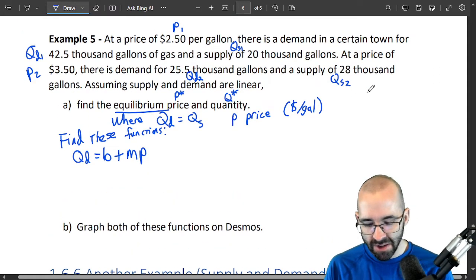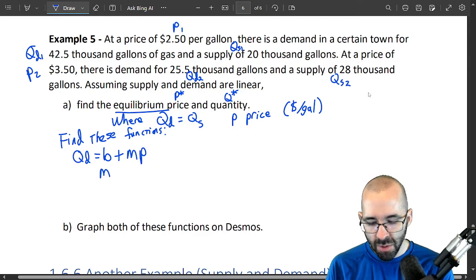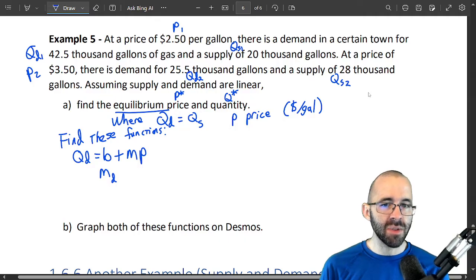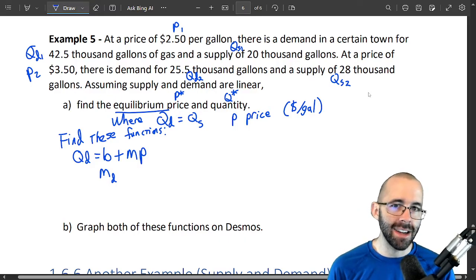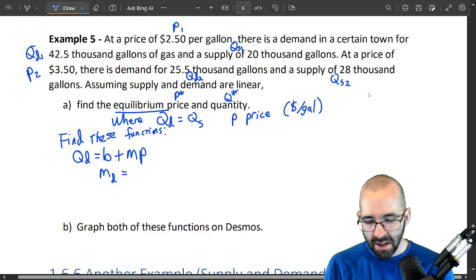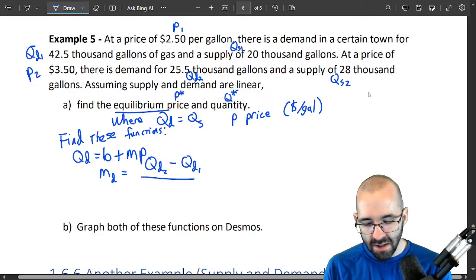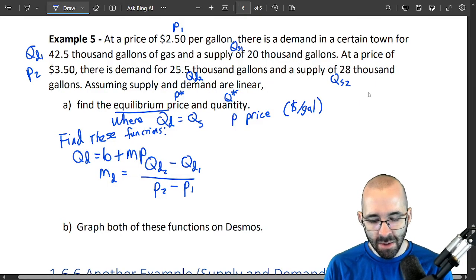Okay, so we need to find these things. We'll find the slope first. Slope for demand. And if you really want to be precise, you can use a subscript, because we're also going to eventually need to find the slope for supply. We can't use M for both of them because they're going to have different slopes. Slope for demand is going to be the output for our second demand minus the output for our first demand, over the price, the input for our second, minus the input for our first one.